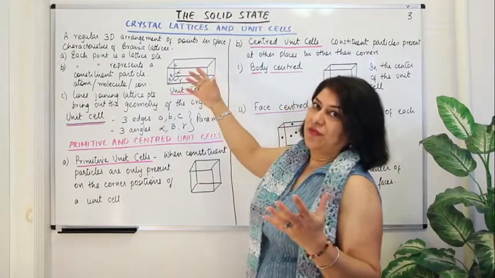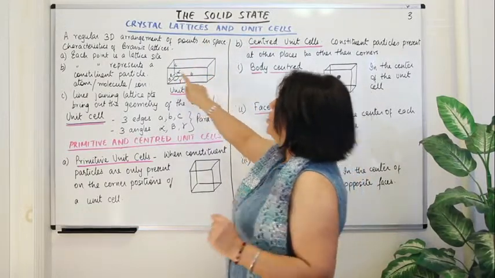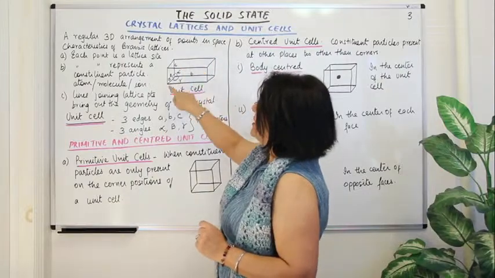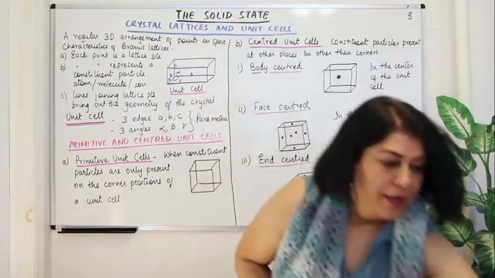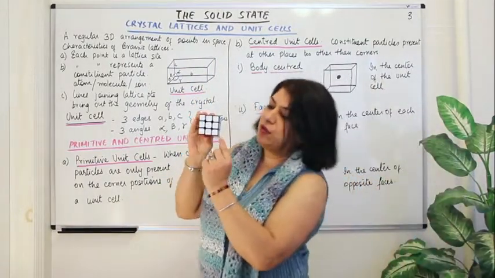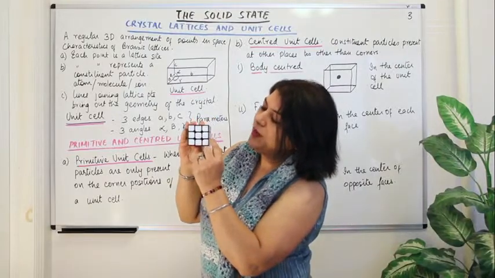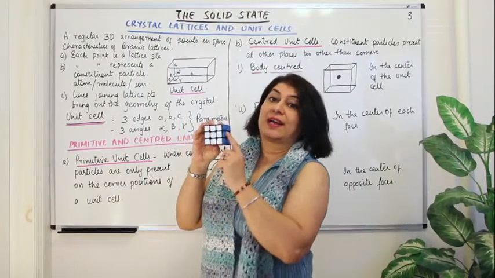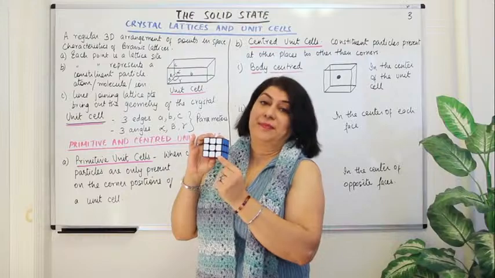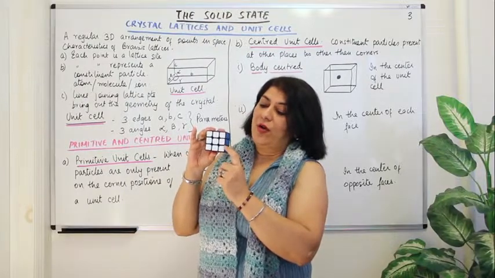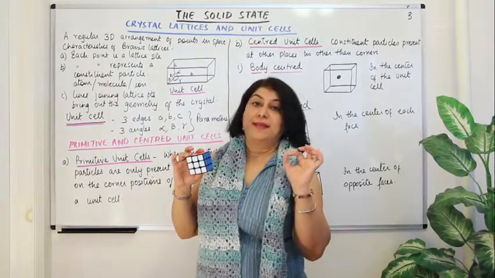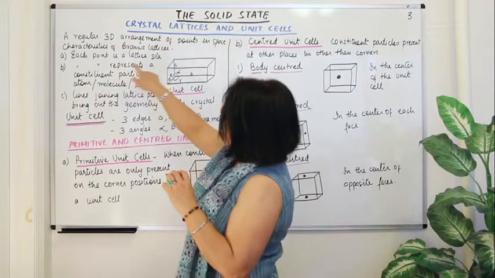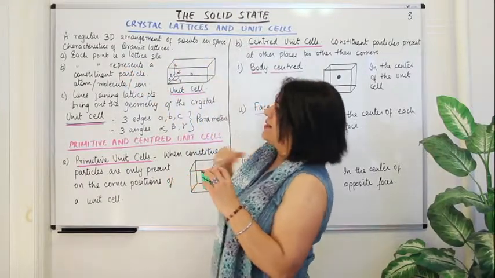What are the characteristics of the Bravais lattices? Each point in the lattice, if you see each corner of each cube, actually represents an atom. Each corner, we call them the lattice points. So each point is a lattice site or a lattice point.